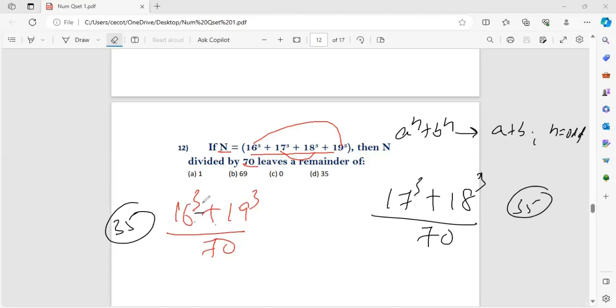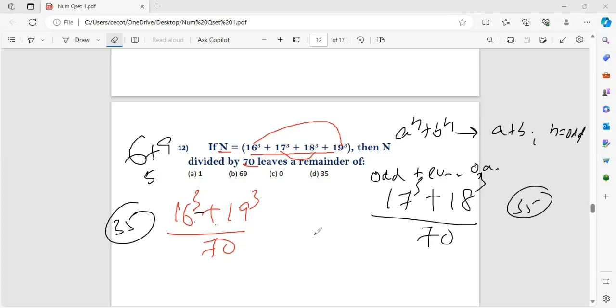Clear? Now, 16 power 3. What will be the unit place of 6 power 3? It will be 6, you know. Now, 9 power 3 will be 9, since 9 power odd number will give you 9. So, 9 plus 6 will give you an odd number. Perfect. Let's observe these terms. 7 power 3 will give you an odd number, isn't it? This will give an even number. So, odd plus even will give you again odd.